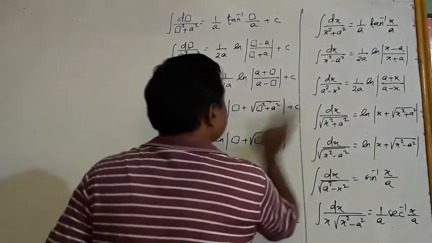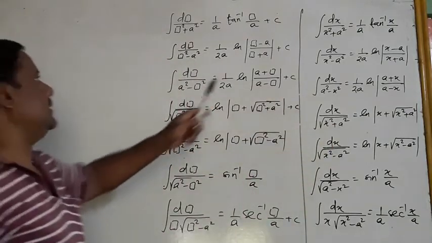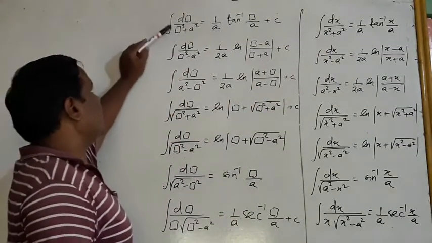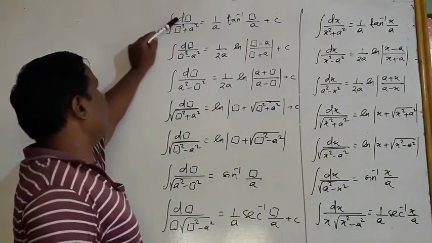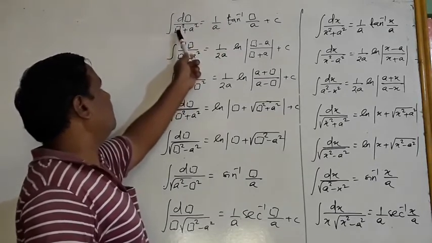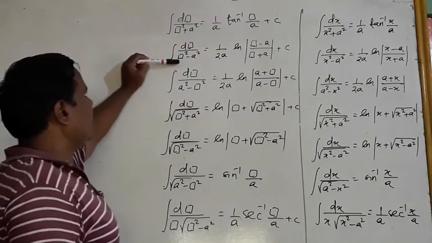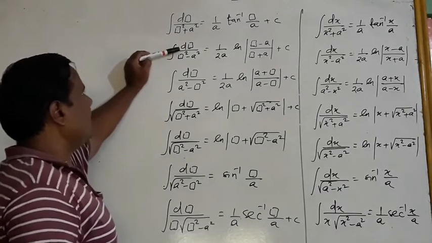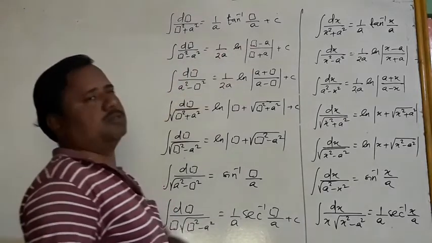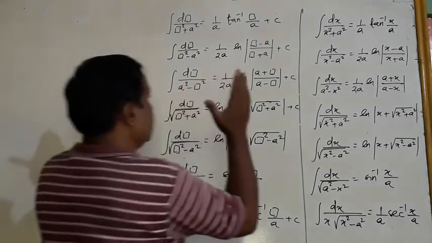Now look at this part. This is important. What is this? It is x square dx. The square of the variable plus a square must have its derivative present, only then it will be 1 by a tan inverse x by a. The square of the variable minus a square must have its derivative present. Then only you can put the formula, and that is 1 by 2a ln of (x minus a) by (x plus a). Like this. Here you have to remember all these formulas.